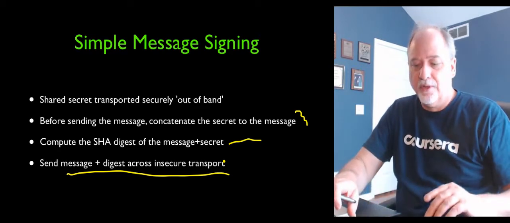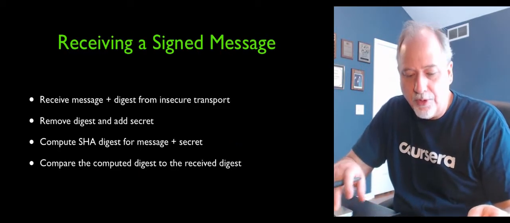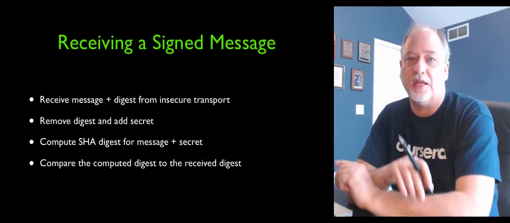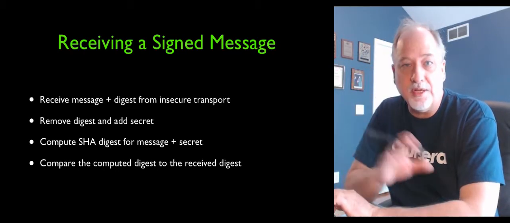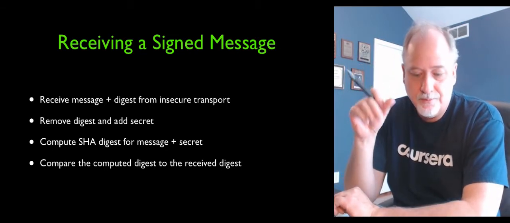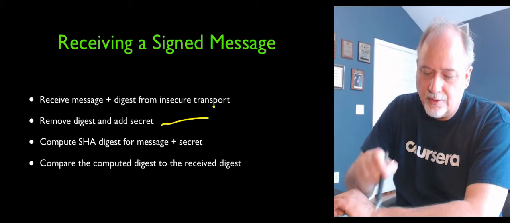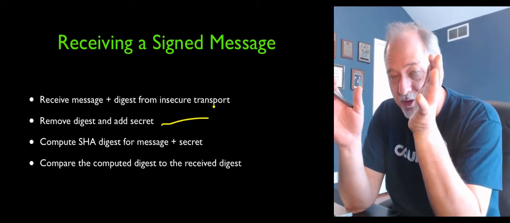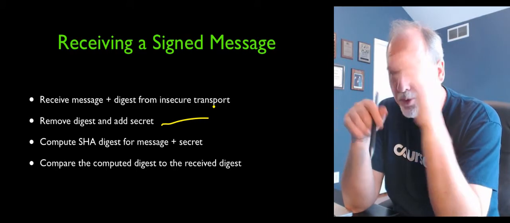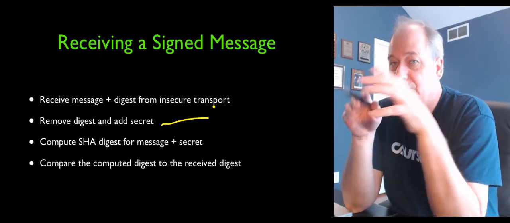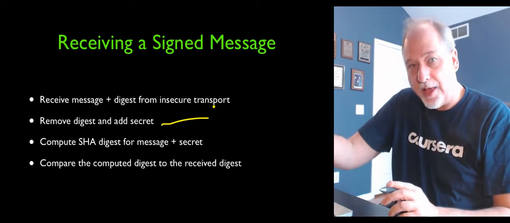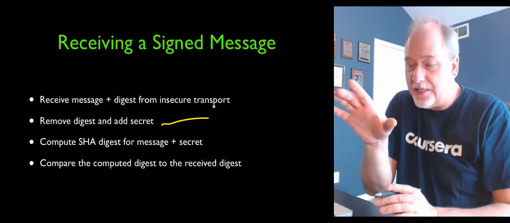So let's look at what happens when we receive a message. We receive a message and we see a digest at the end of the message, and it's across an insecure transport. So we take the digest off the message, and we add the secret back on the message. We know the secret, Annie knows the secret, but the people in the middle who transported the message do not know the secret. So it's finally arrived in our location. We see the digest, we pull that off and hold on to it.